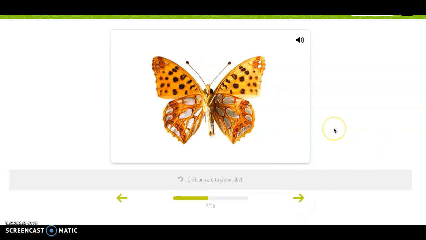This is a butterfly. A butterfly is an insect, and it is an invertebrate, so it does not have a backbone. It's an invertebrate, and it's an insect that uses its 2 wings to fly. Okay? So it can fly in the sky. The butterfly.